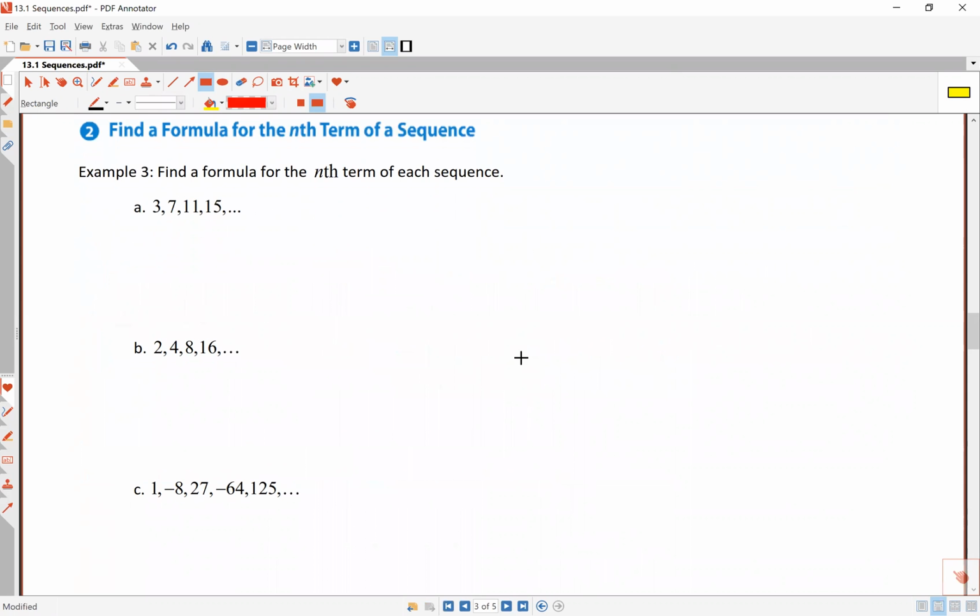You first check if you're maybe adding the same number every step. The second thing to check would be, are you multiplying by the same number each step? The third thing to check is maybe you've got squares or maybe you've got cubes. And what I see in letter A is my pattern goes from 3 to 7, where I'm adding 4, and then 7 to 11 I'm adding 4, and 11 to 15 I'm adding 4.